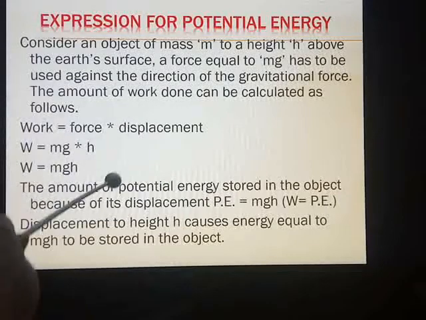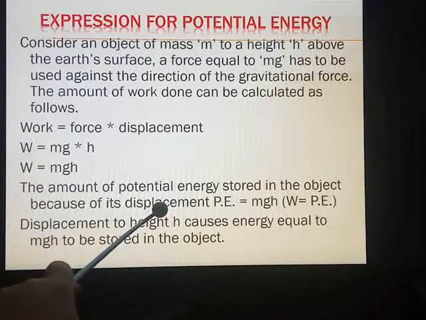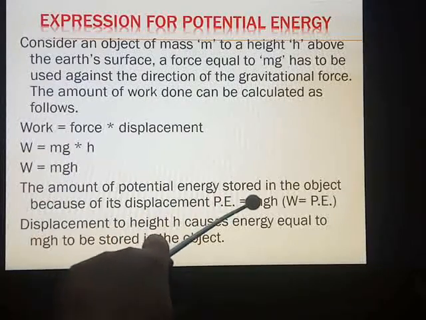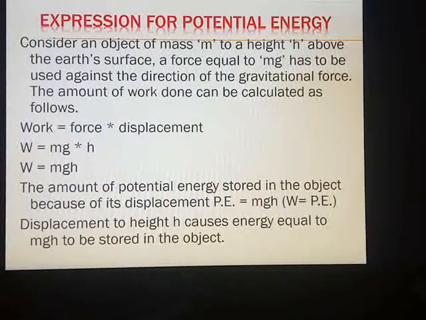Now, the amount of potential energy stored in the object because of its displacement is equal to mgh. So work is nothing but equal to potential energy, and hence the formula for potential energy is m multiplied by g multiplied by h. That is mass of the object multiplied by acceleration due to gravity multiplied by height to which the object is raised.